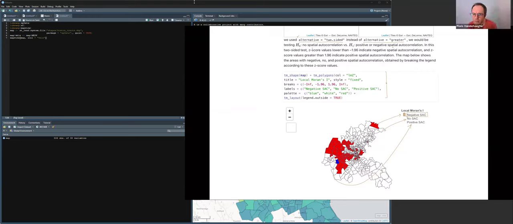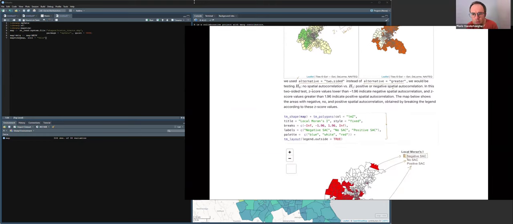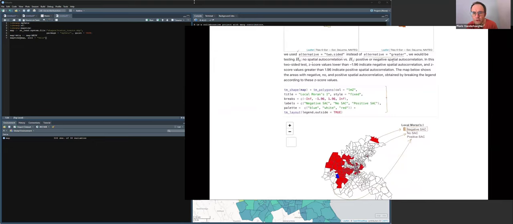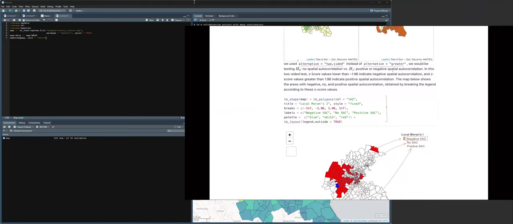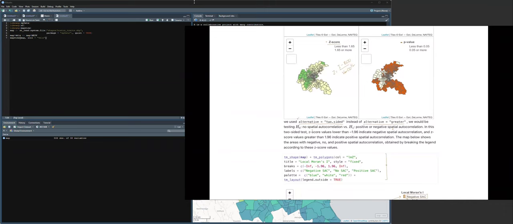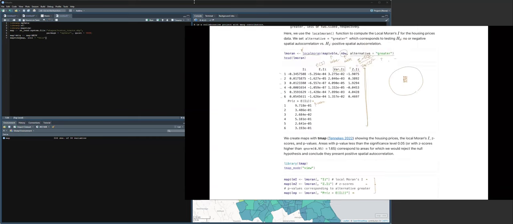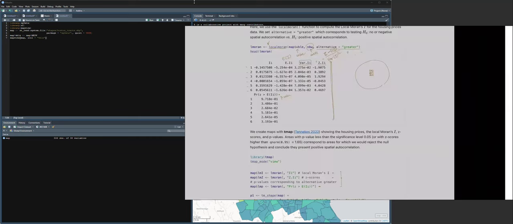Okay. I think, wait, in the book it's the other way around, no? Yes. Oh, really? Oh. Yeah, so red is positive and blue is negative. Yeah, you can see it in the code. The blue, white, red is the same order as negative, no, and positive. Okay. Sorry about that. Okay, got you.